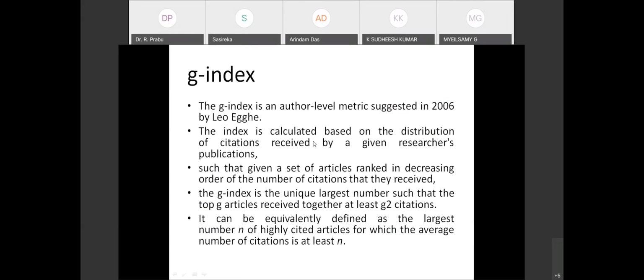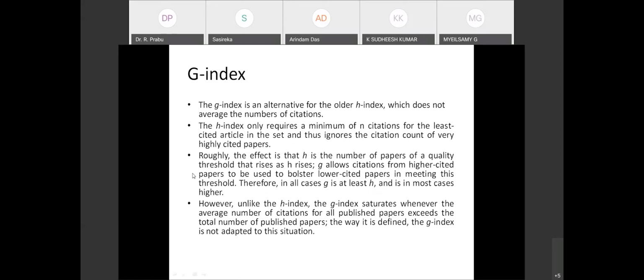The index is calculated based on the distribution of citations received by a given researcher's publications, such that, given a set of articles ranked in decreasing order of the number of citations they received, the G index is the unique largest number such that the top G articles received together at least G square citations. It can be equally defined as the largest number n of highly cited articles for which the average number of citations is at least n. So the G index is an alternative to the older H index, which does not average the number of citations.